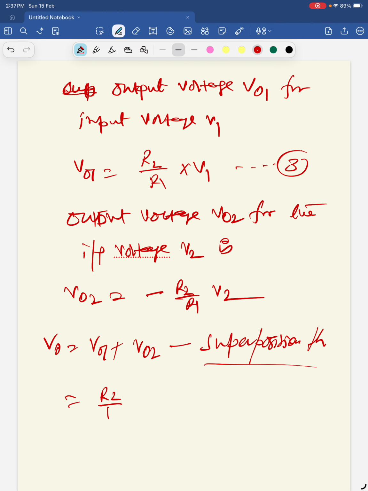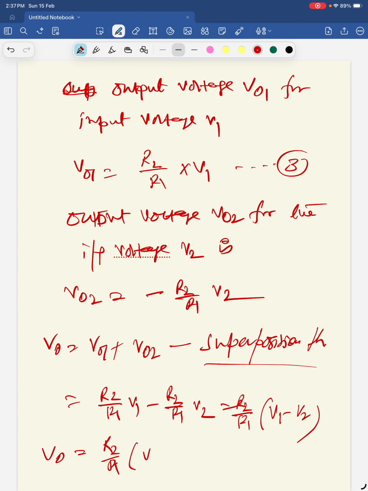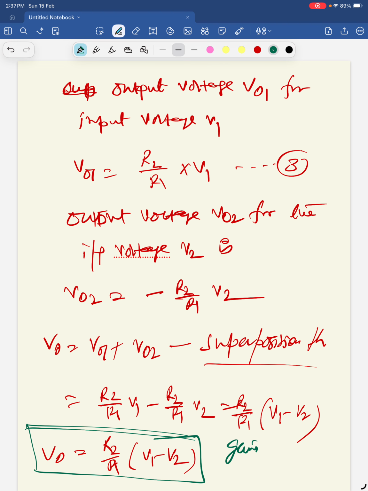So R2 by R1 V1 minus R2 by R1 V2. So if you take R2 by R1 common, it will be minus V2. So V0 is equal to R2 by R1 into (V1 minus V2). So that is the output voltage for a difference amplifier. So R2 by R1, that is the gain actually here. What is gain? Gain is equal to R2 by R1. So that we have to remember for numericals.